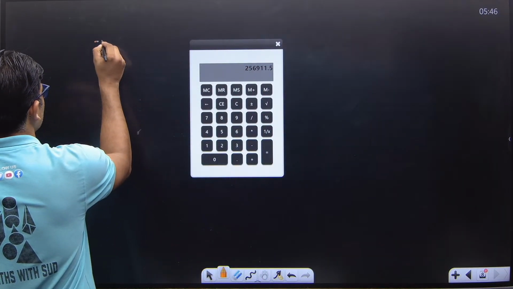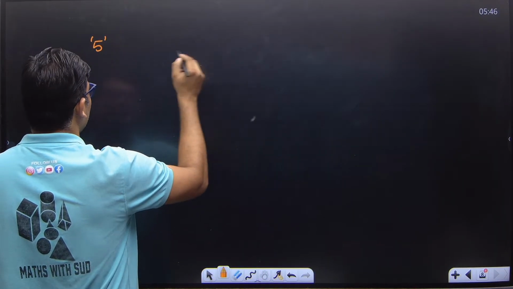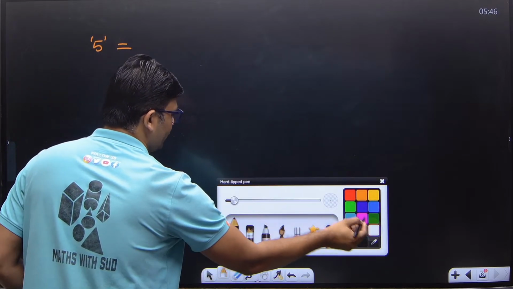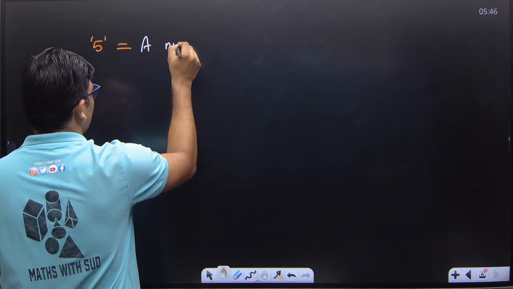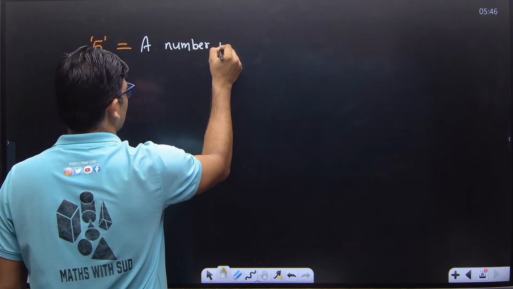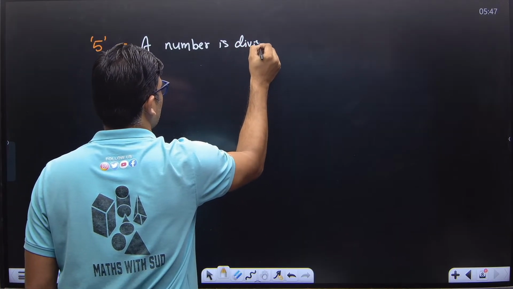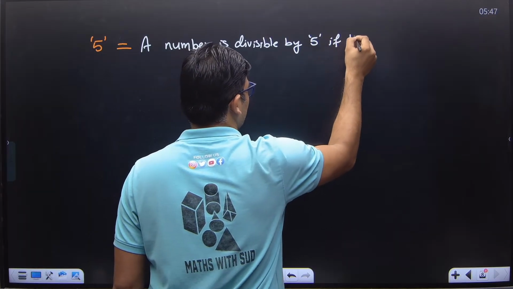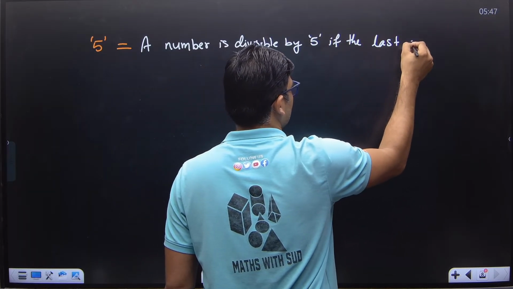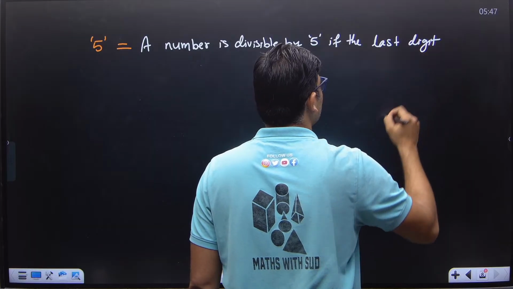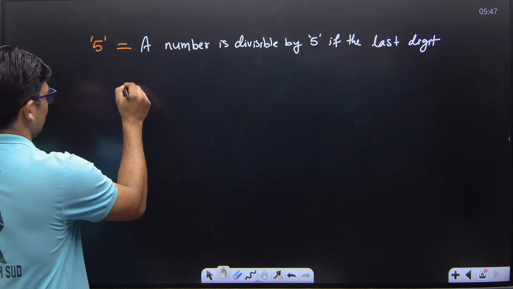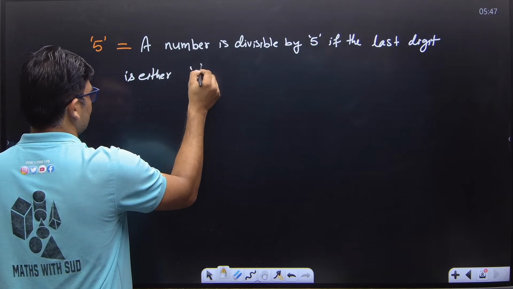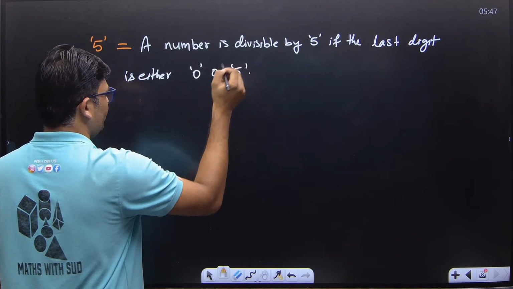What is the divisibility rule of 5? Complete this: a number is divisible by 5 if the last digit is... what pattern do you see in the table of 5? Either 0 or 5.